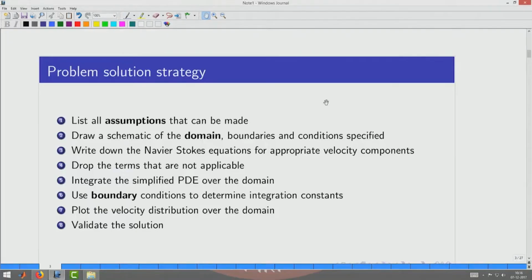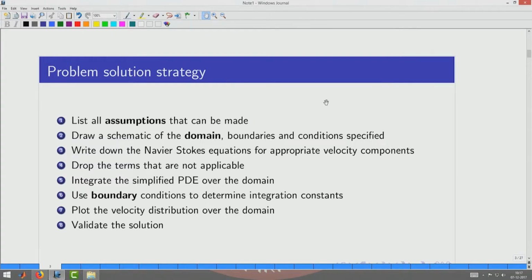So, here we have the problem solution strategy. These are the steps that we will be following for most of the problems which will be at the undergraduate level in transport phenomena courses in metallurgical and materials engineering curricula. First thing we need to do is list all the assumptions that can be made in that particular problem. So, we have to make the assumptions to make the problem as simple as possible, and then we need to draw the schematic of the domain and then identify the boundaries and what are the conditions that are specified at these boundaries. Half of the problem is actually solved by the time we come up to this stage.